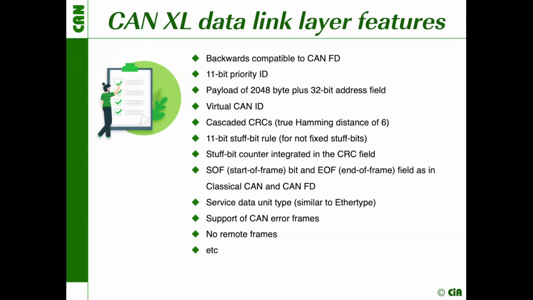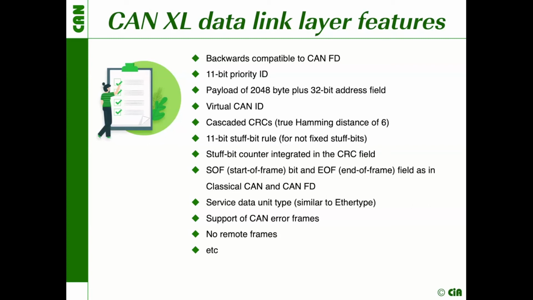What are the requirements? What are the features of CAN XL? It will be backwards compatible to CAN FD. We will have no compatibility issues. That means if I have today an existing CAN FD network and I put in 2 CAN XL nodes, they can communicate on the same network and we will have no interference whatsoever. CAN XL will also have the 11-bit CAN identifier as a priority ID. We have a payload of up to 2 kilobytes of data. And we have an additional 32-bit address field.